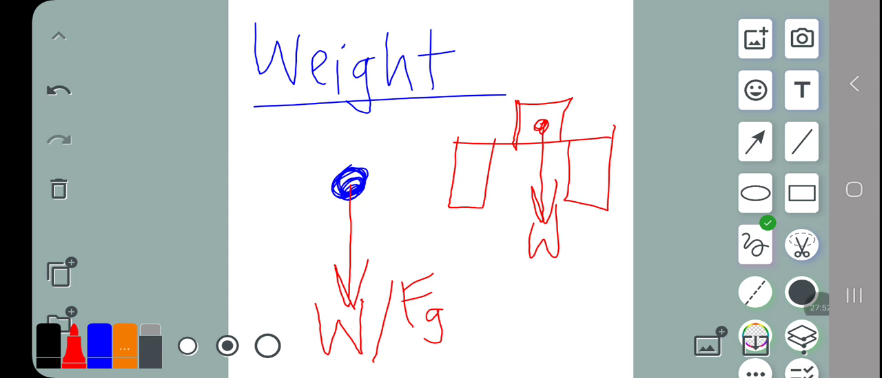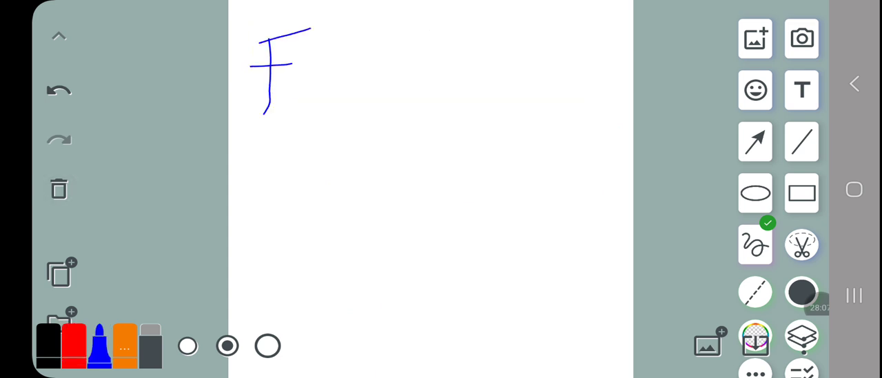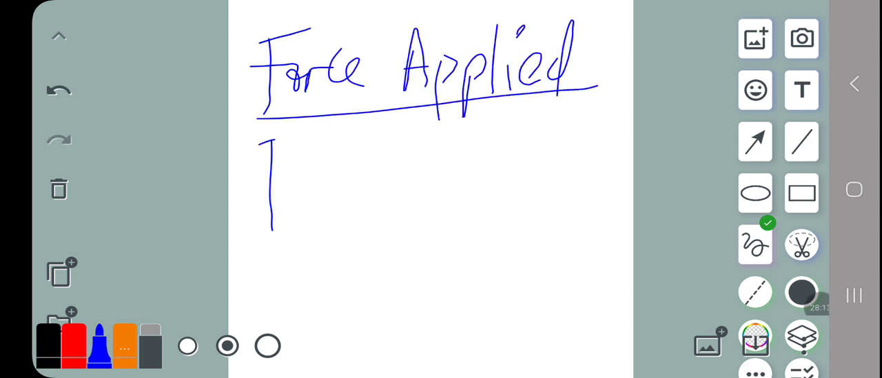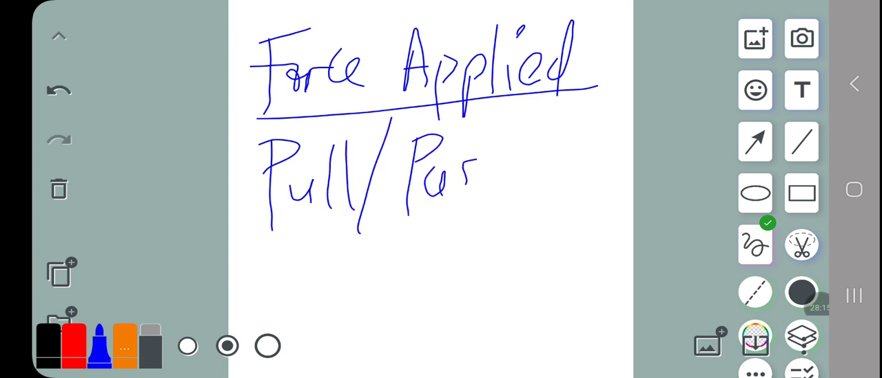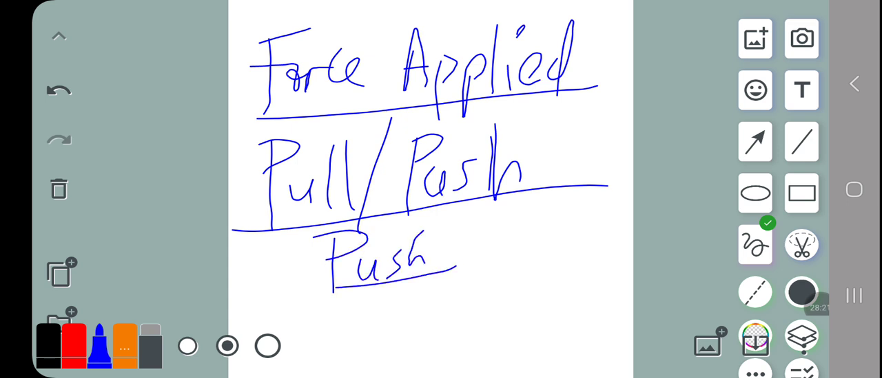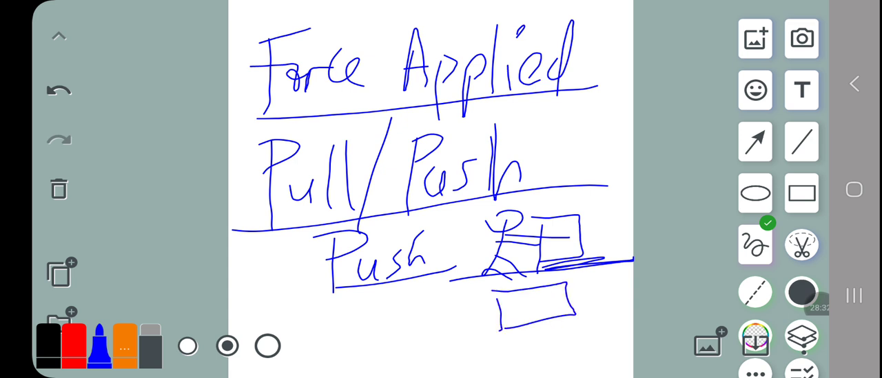I hope, guys, you understand this, but you are going to do more of this by going to the applications, like all the formulas, all the scenarios. Then there's force applied, guys. Force applied depends on the direction which is given. It depends whether it's a pull or a push. When it's a push, maybe there's someone pushing a box here like this. Let's say this guy is pushing a box. So if you are pushing, your force applied may be like this.